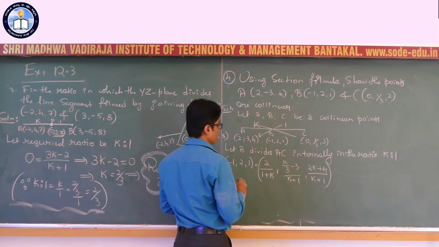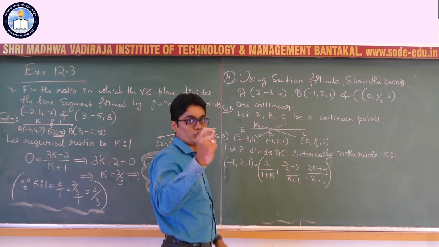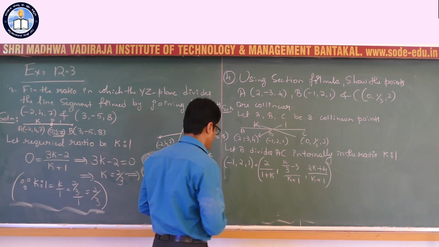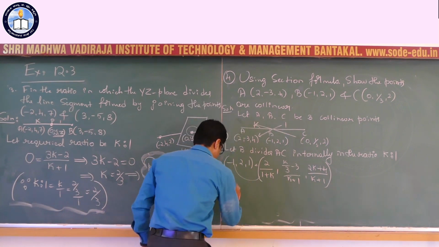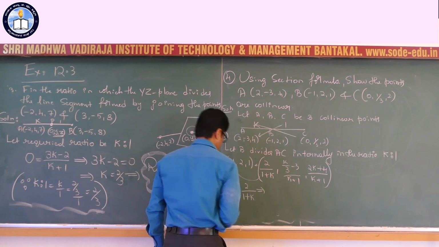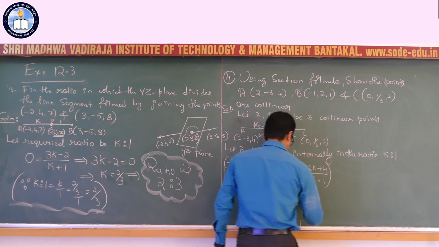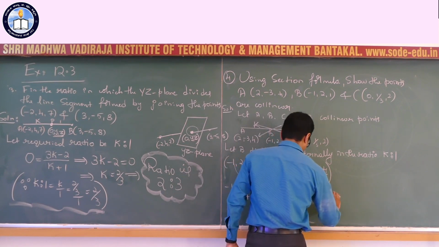Now, to say our conclusion is perfect, you must get one type of answer. Observe carefully. Equate the x coordinate first. 0 is equal to 2 by 1 plus k. Correct? So, this implies minus 1 minus k is equal to 2. This implies k is equal to minus 3.